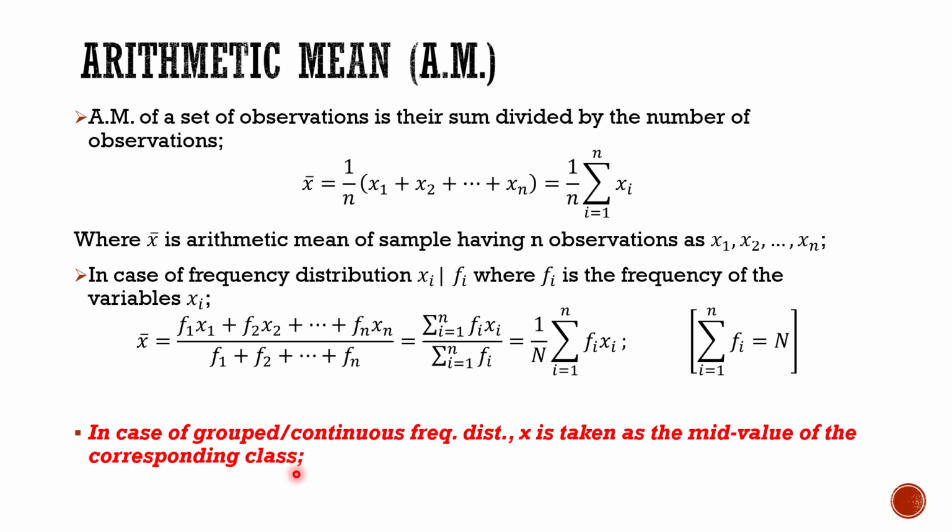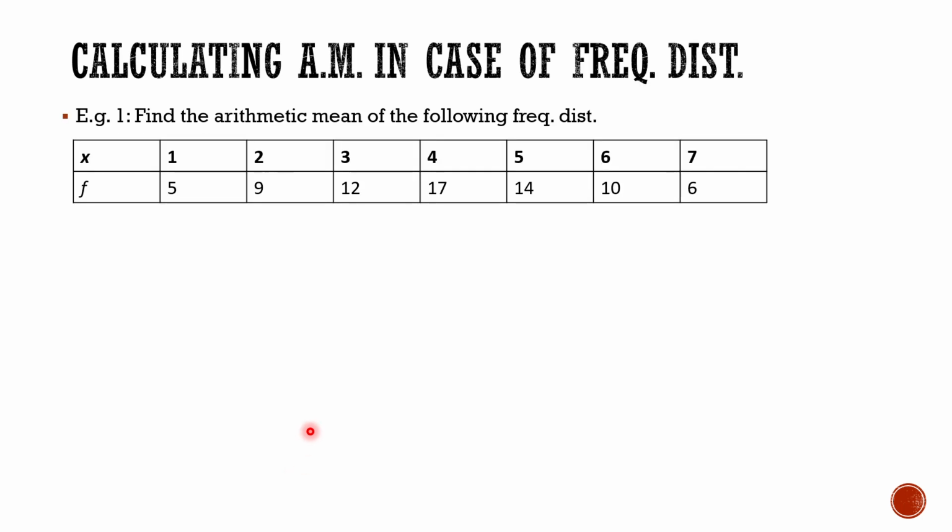the corresponding class, and as we have already shown you how you will calculate the mid value of a particular class. Next, we'll have an example: find the arithmetic mean of this following distribution, where we are having xi's and fi's. So we have observations such as 1, 2, 3, 4, 5, 6, and 7. We have frequencies of 5, 9, 12, 17, 14, 10, and 6.